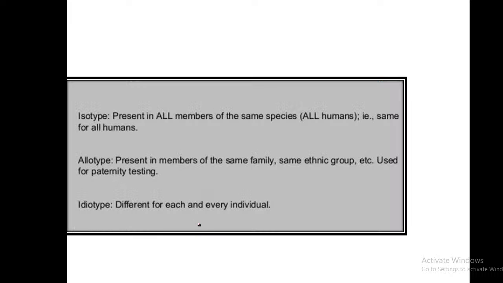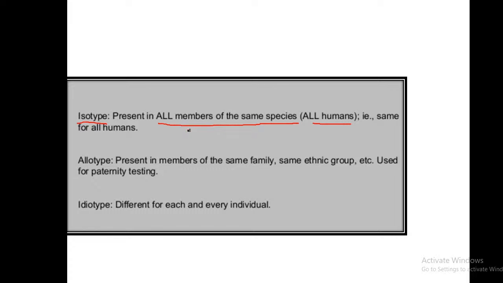Then, isotype is present in all members of the same species. For example, IgA gamma is present in all humans. So isotype means it is present in all members of the same species. We all human beings, you, me, all human beings have all the antibodies, gamma. That is known as isotype. You can write it down.